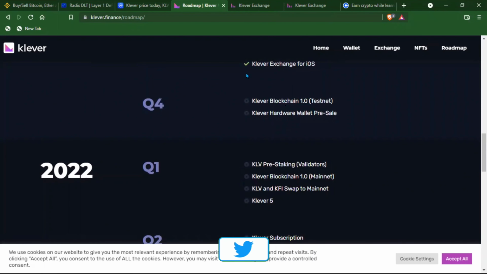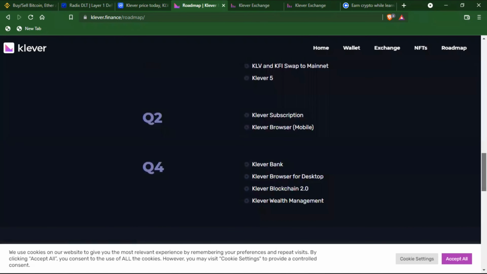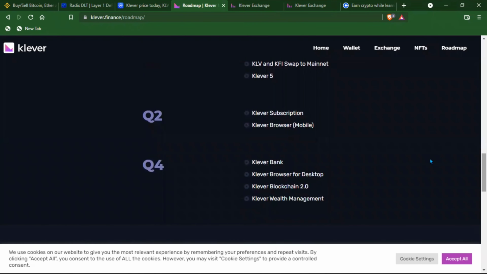So Q4, which is anytime soon, the Klever hardware wallet, the pre-sale is currently going on right now. So in 2022, you're going to have the Klever blockchain mainnet, KLV and KFI are going to swap from the Tron blockchain onto the Klever blockchain. Then you have Klever subscription, Klever bank, all of that coming in. Blockchain 2.0 coming in Q4 2022.